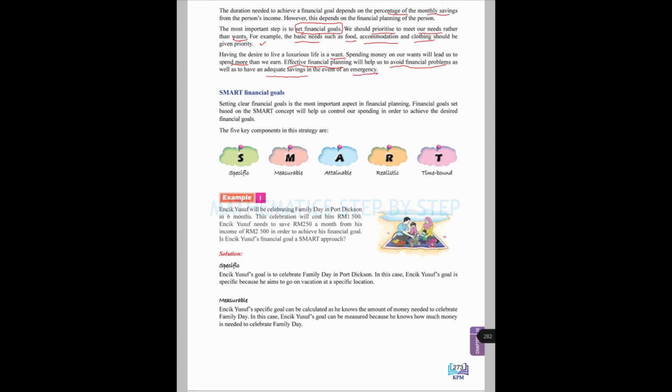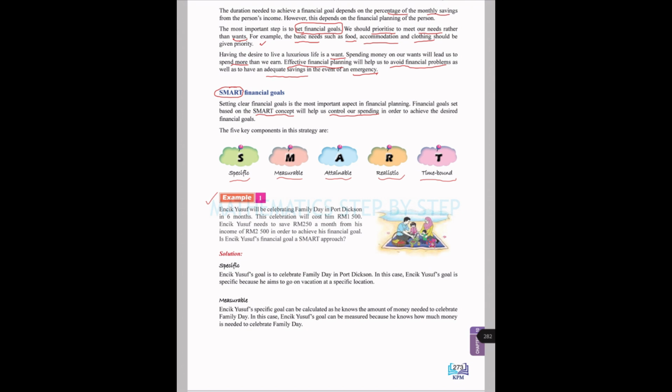Okay, so when we set goals, right, we'll use this SMART concept. Okay, the SMART concept will help us control our spending in order to achieve the desired financial goal. Okay, so S stands for specific, M stands for measurable, A stands for attainable, R stands for realistic, and T stands for time bound. Okay, so let's go through this example 1 so that you have an idea what this SMART concept is about.